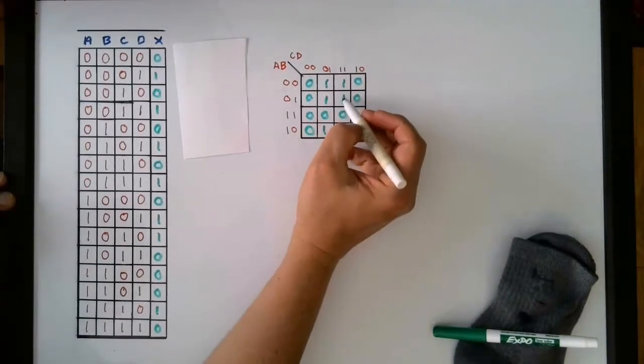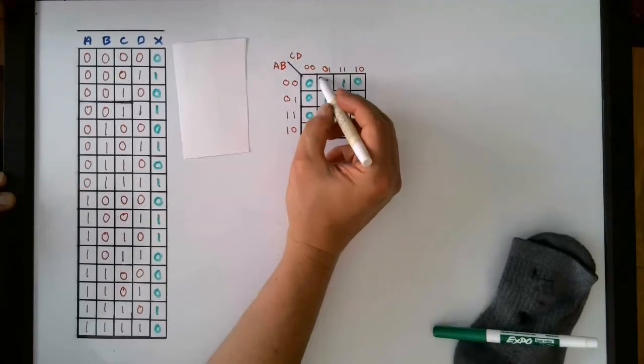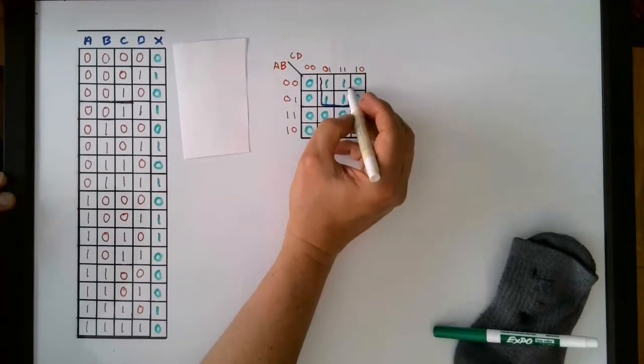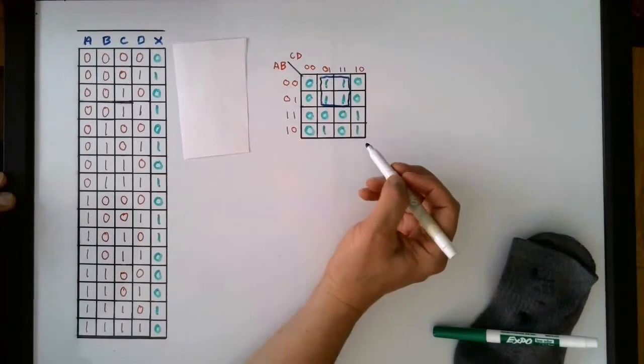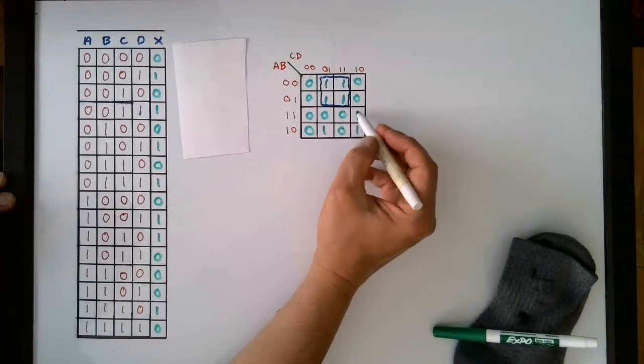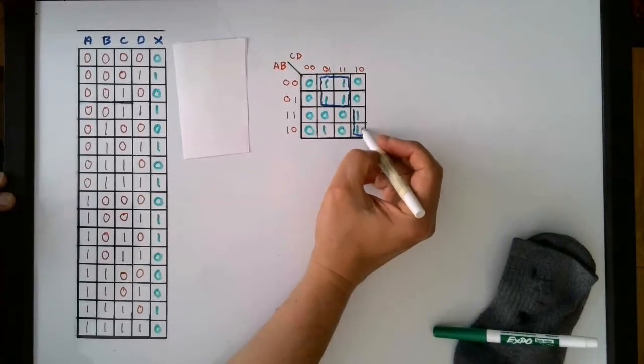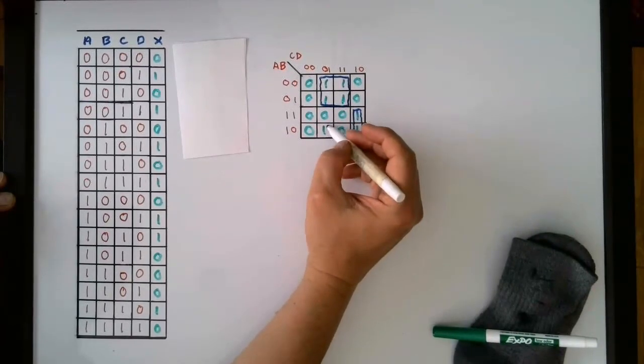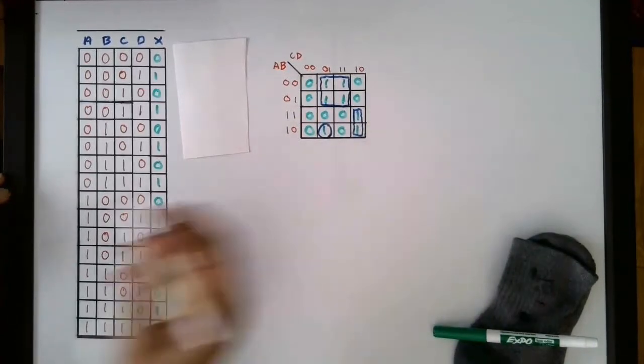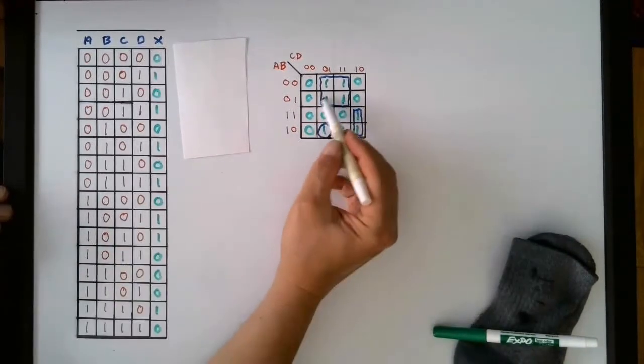So we have 4 cells here that all have 1s in them, so we can group those together. I'm just going to draw a box around them. And we have two cells here that we can group together. So I'm going to draw a box around them. And then we have one that's just by itself right here. So let's start with this big one.